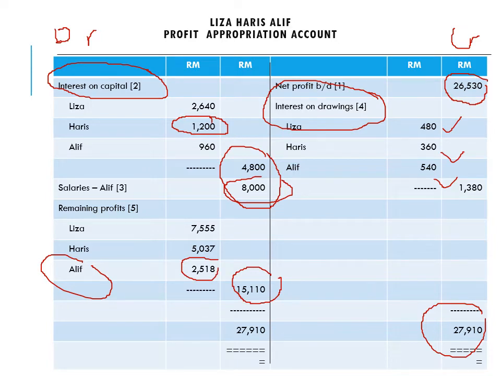Why is the denominator 6? Because you add 3 plus 2 plus 1. So in total you get 6. So 1/6 times 15,110, Alif would share the profits of 2,518.